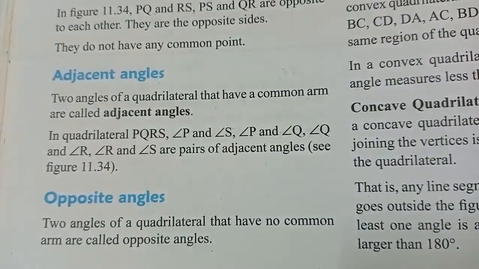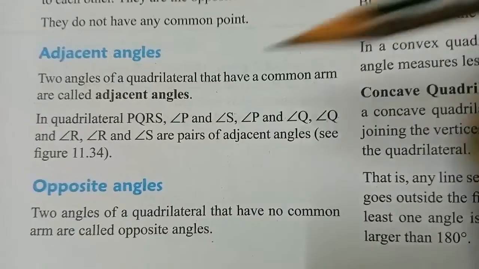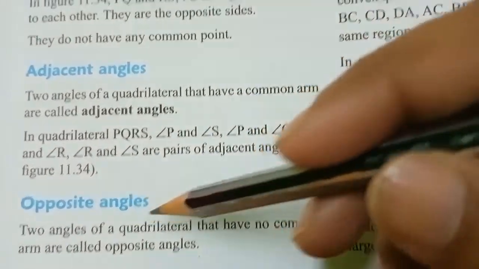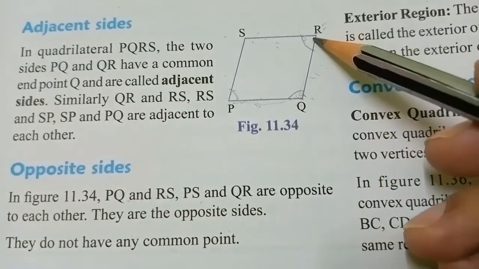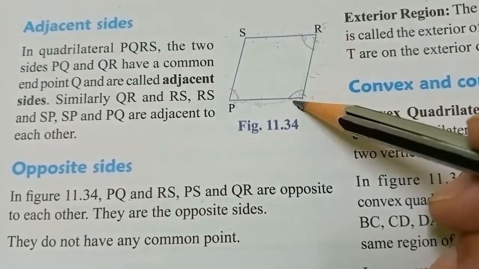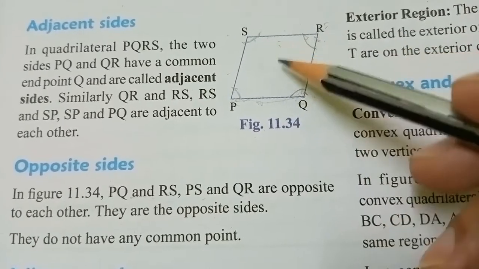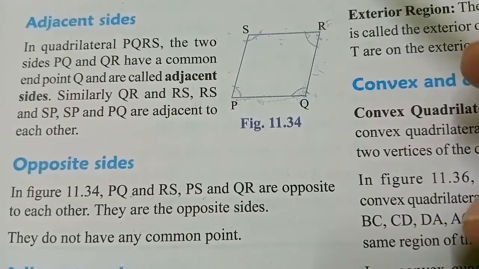Now opposite angles. Opposite angle means the angles which have no common arm. That means they are opposite to each other. Like angle P and angle R, these are opposite to each other. Angle Q and angle S, they are opposite to each other, they are opposite angles. Now understood?